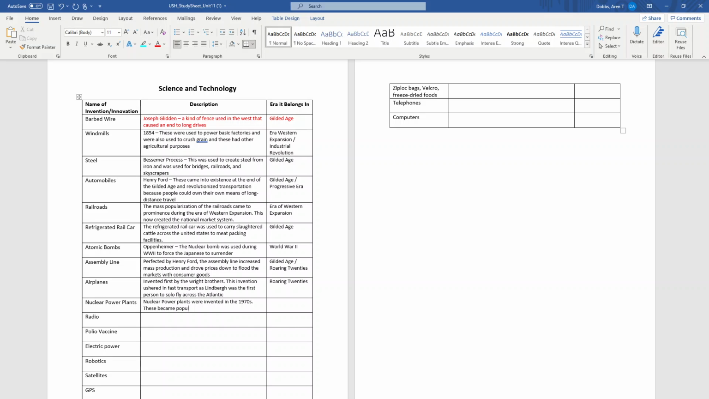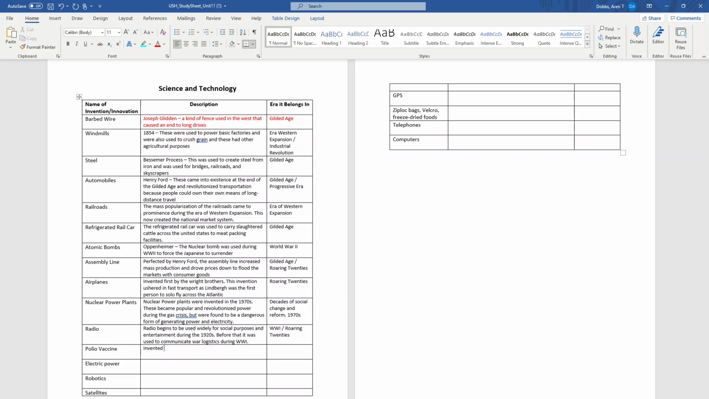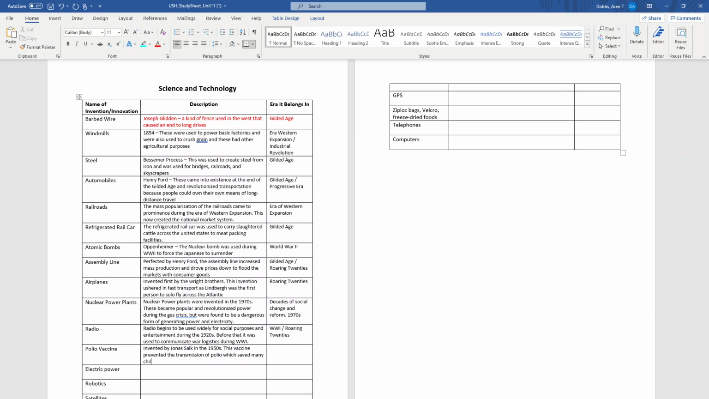Okay, the polio vaccine. This was invented by Jonas Salk in the 1950s. This vaccine prevented the transmission of polio, which saved many children's lives. Get your COVID vaccine, good people.